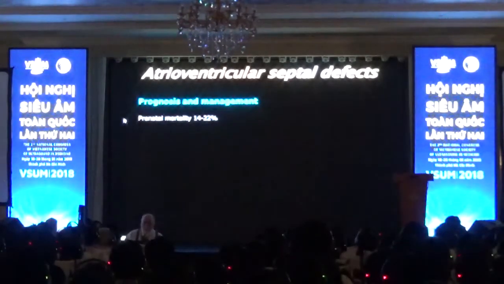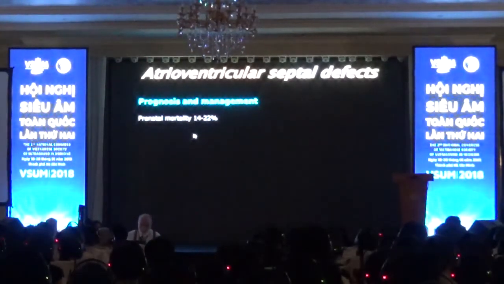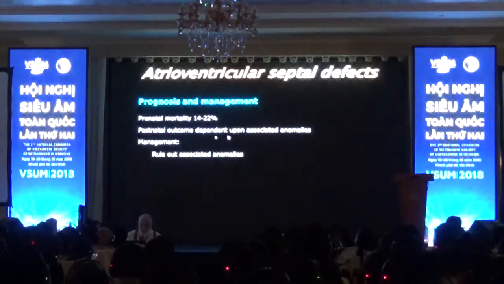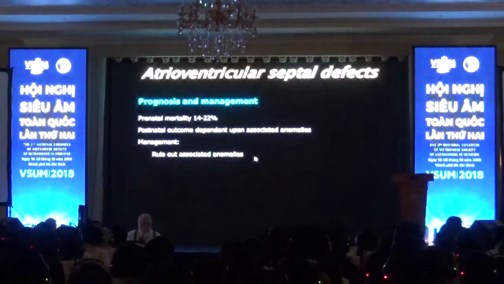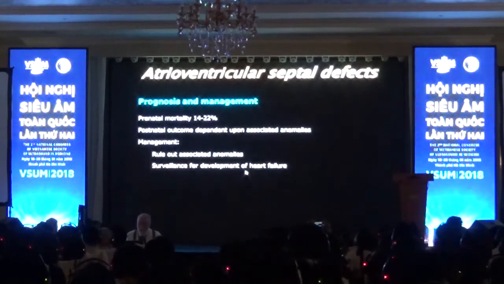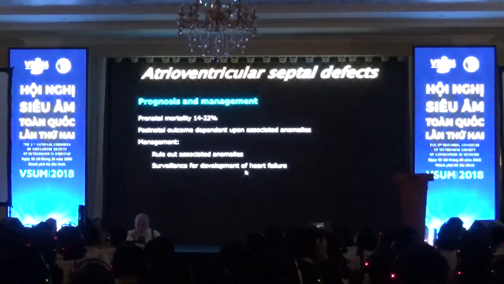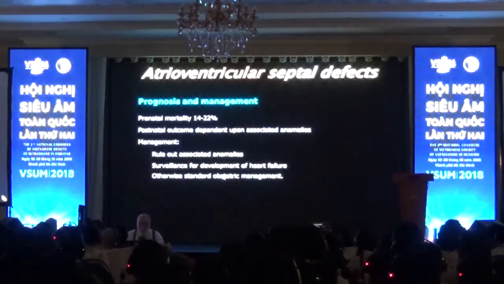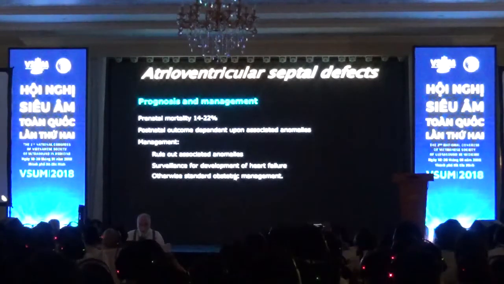Prognosis and management: very poor prognosis. The prenatal mortality is 14 to 22%, and the postnatal outcome depends on whether there is some associated anomaly or not. So what you want to do is make sure that it's an isolated finding with nothing else affecting the fetus. Check for development of heart failure, because a baby that has an atrioventricular septal defect and heart failure almost always dies. And otherwise you do the standard obstetrical management.